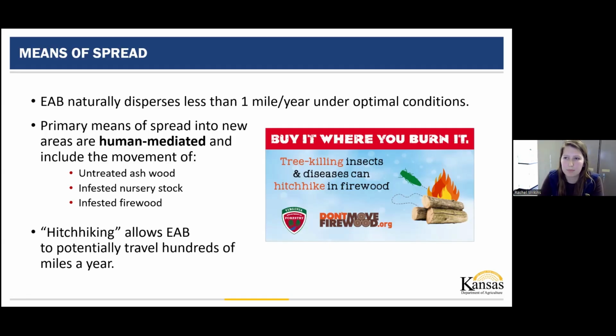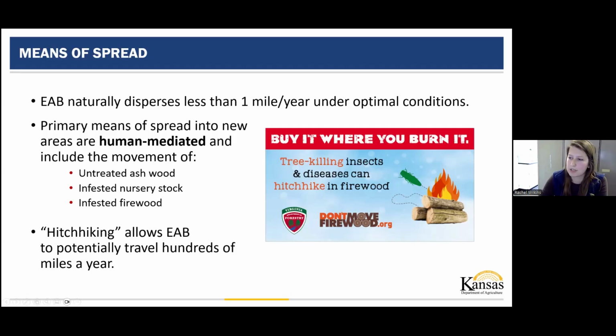Well, the primary means that this beetle is getting around is due to human-mediated movement. So this includes movement of untreated ash wood and ash products, infested nursery stock, and a really big one is infested firewood that has emerald ash borer in it. So firewood is a really big one. Not only can it spread emerald ash borer, but it can spread a lot of other invasive species as well.